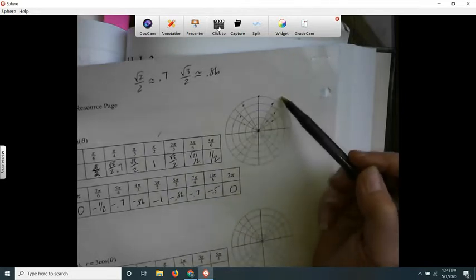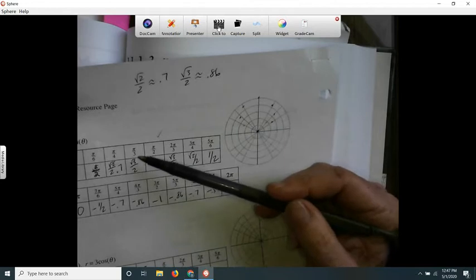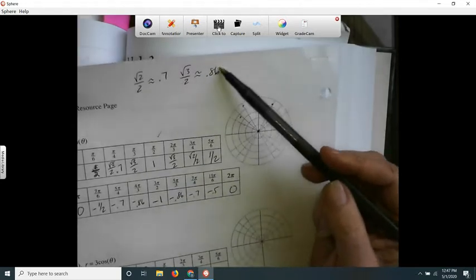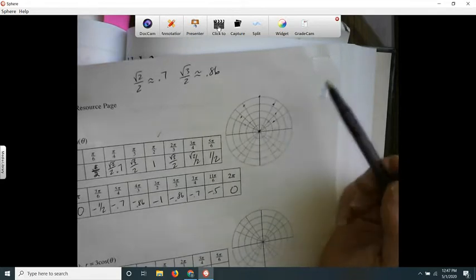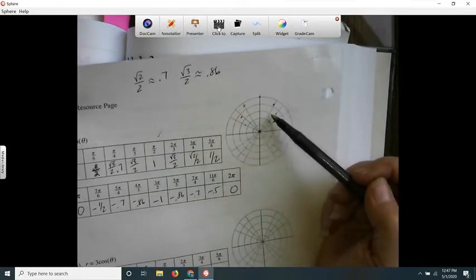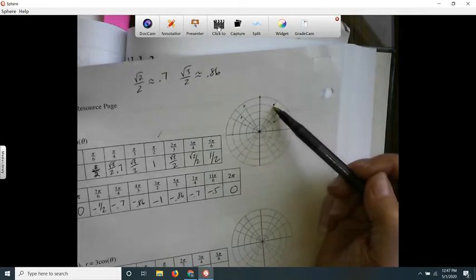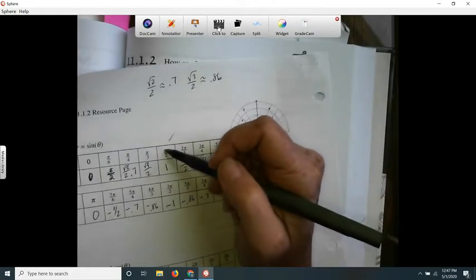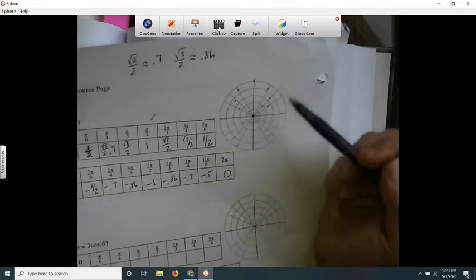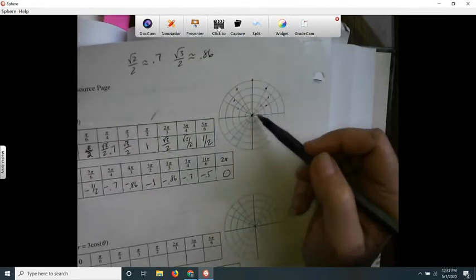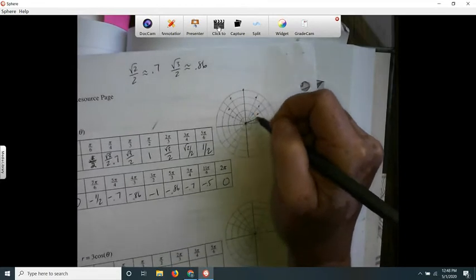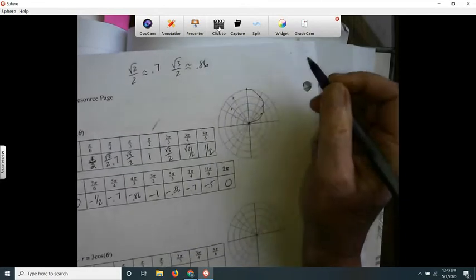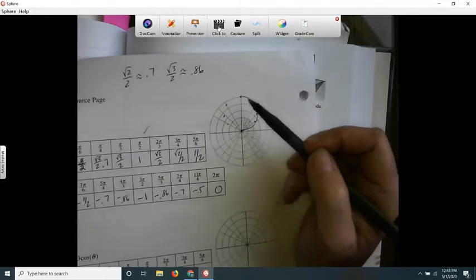Pi over 3, well, pi over 3, I got root 3 over 2. Root 3 over 2 is about 0.86, which is close to 0.9. So I went 0.2, 0.4, 0.6, 0.8, well, I just put it right there, somewhere between 0.8 and 1. Okay, and then we're right here now. Pi over 2 with a radius of 1. Well, there's pi over 2. So you can see that if I were to connect my dots, they're kind of going around like this.